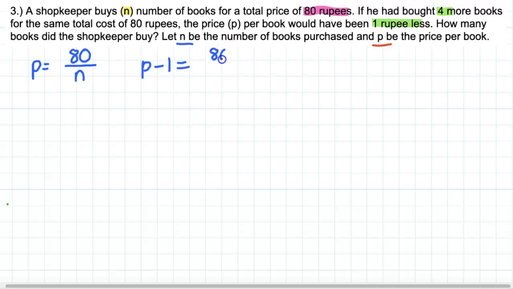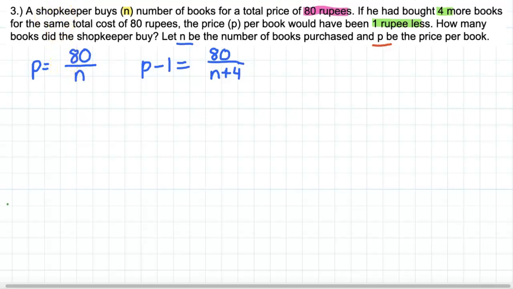If we have n plus 4. Alright, does that make sense? The price is 80 divided by n, the number of books. But if we increase the number of books by 4, then the price per book drops by 1. Let's see what we want to determine: the price of the book and the number of books. We'll have to do both, so we'll solve one and use substitution to solve the other. Let's write out an equation.